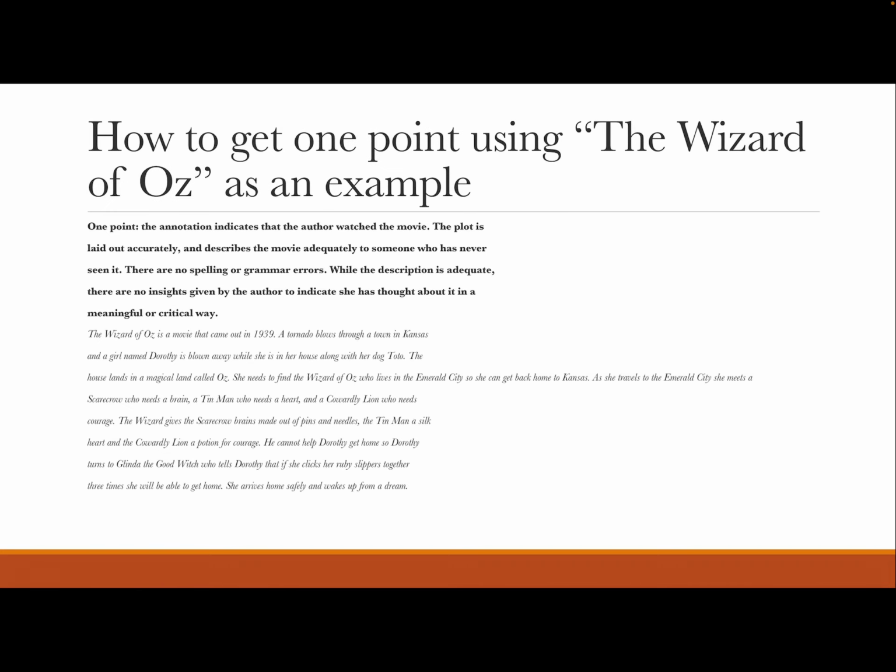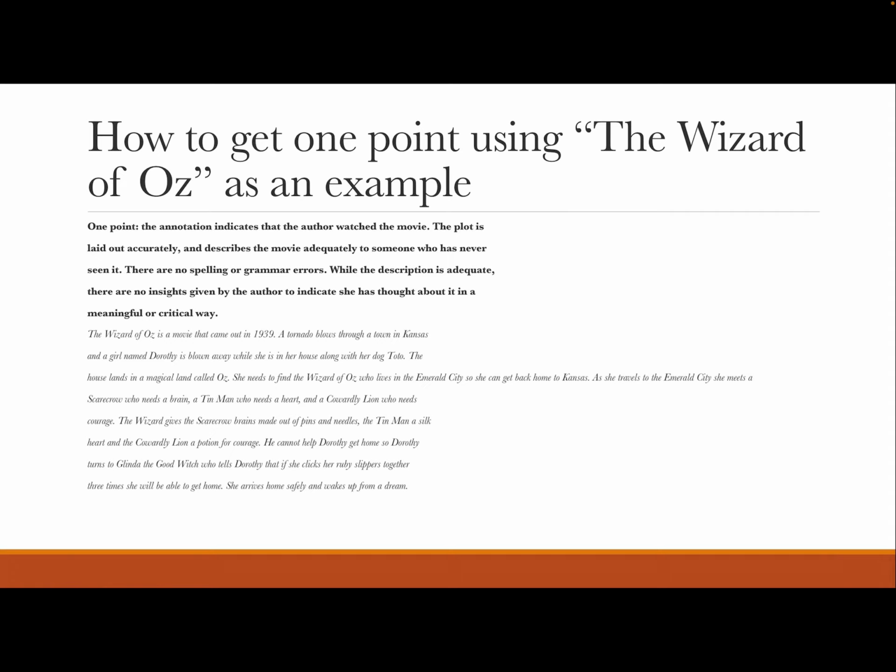How to get 1 point. So this one says The Wizard of Oz is a movie that came out in 1939. Okay, good. We got a year. A tornado blows through a town in Kansas, and a girl named Dorothy is blown away while she is in her house along with her dog Toto. The house lands in a magical land called Oz.